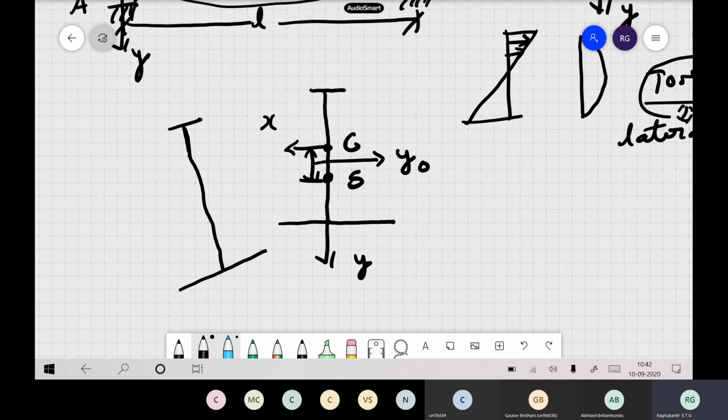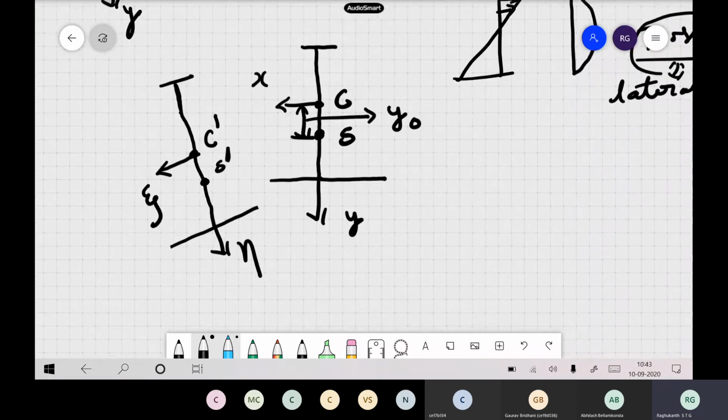So now if we draw this once again, if you take this C and your S dash, so this is your S dash. It is the new shear center, C dash and S dash itself. And if you take a new deformed coordinate system, let us denote this as eta and this as psi. So these are the deformed coordinates here.